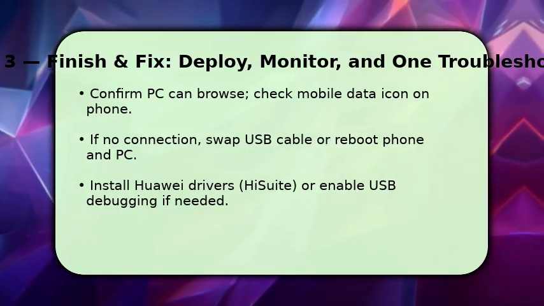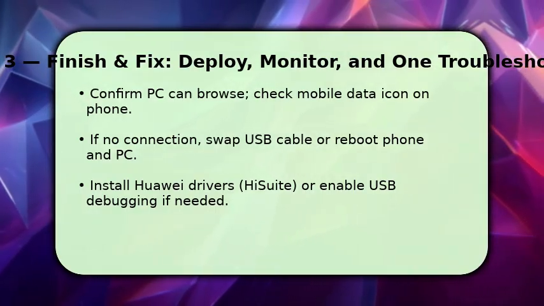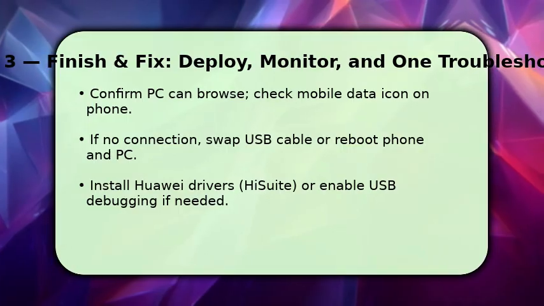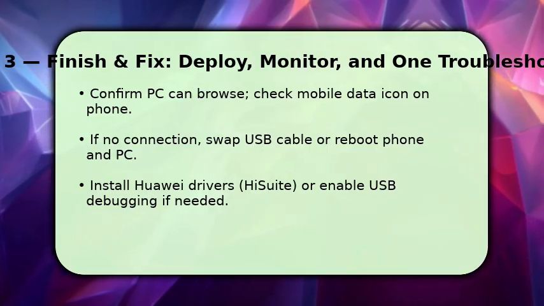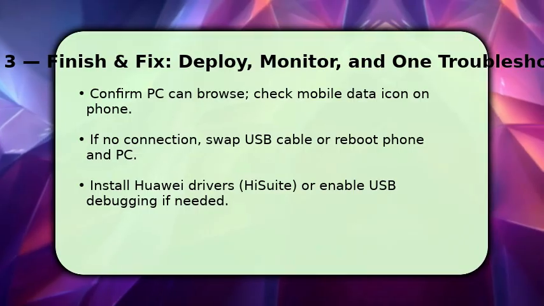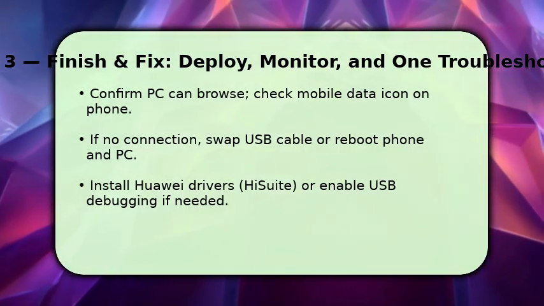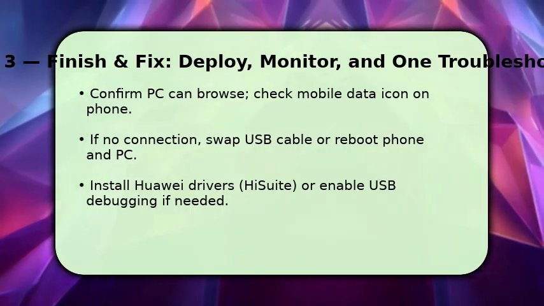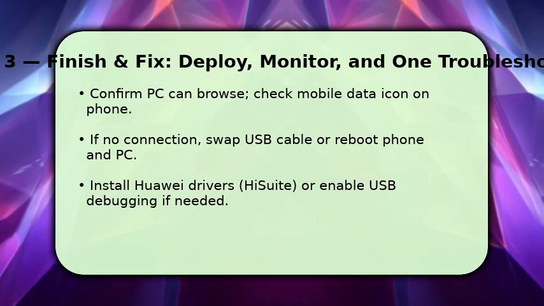If nothing works, immediately try a different USB cable and reboot both devices, since many problems are physical or session-related. If the PC never sees an adapter, install Huawei drivers via HiSuite or briefly enable USB debugging to help recognition, then disable it. Finally, make sure data limits or carrier restrictions aren't blocking tethering. Contact your carrier if tethering is restricted.